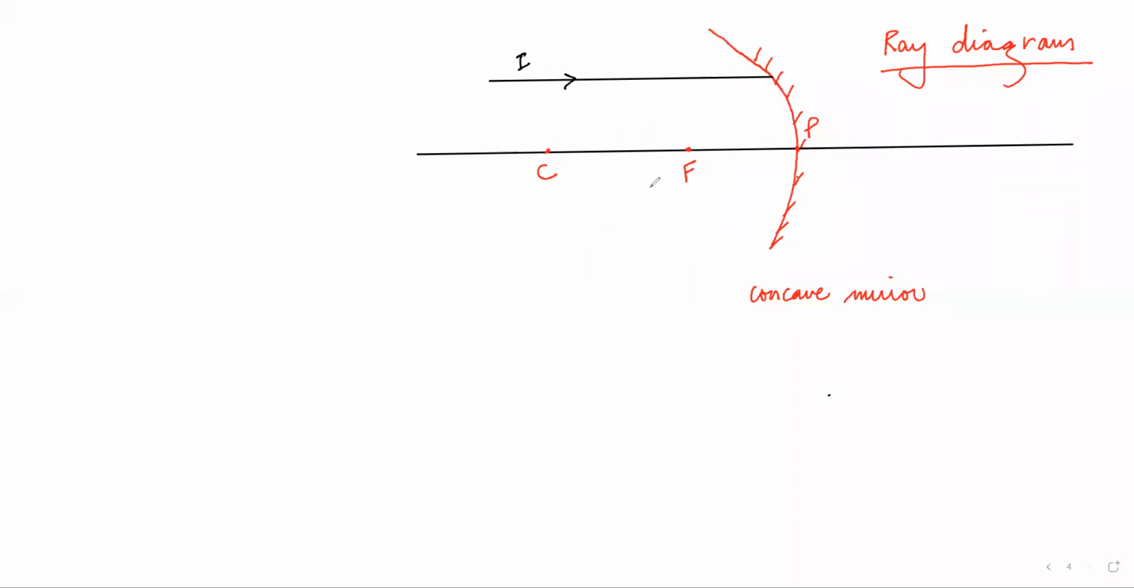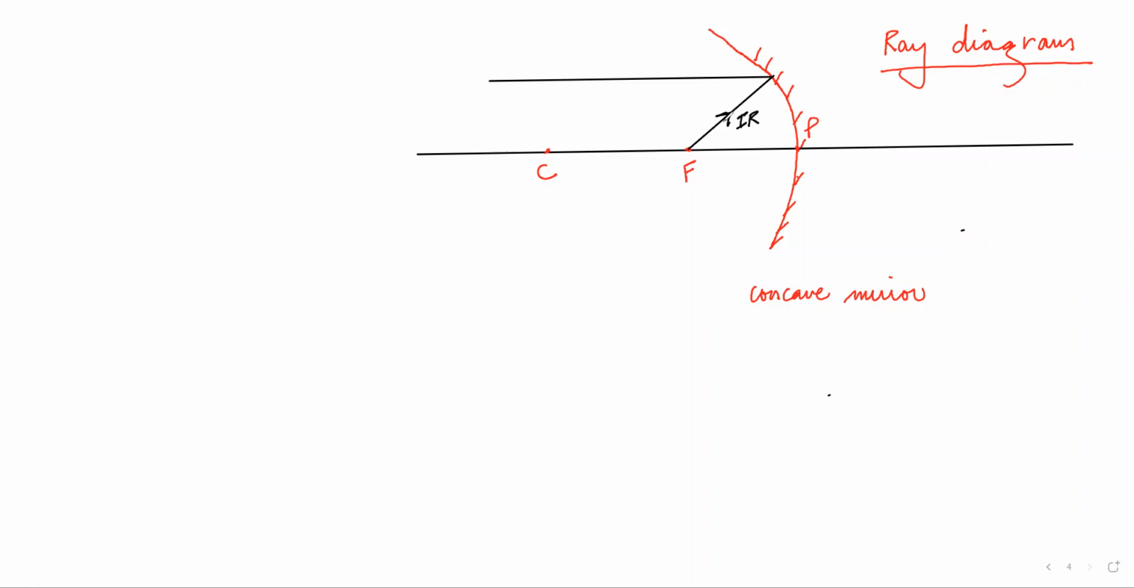Now I might ask you one more thing. If the ray is originating from F, then in which direction will it go? The object is at focus, and one of the rays starting from the object is coming in this direction. Now, in which direction will it go? If the object is at focus, the ray is starting from focus, right? This is the incident ray, right?